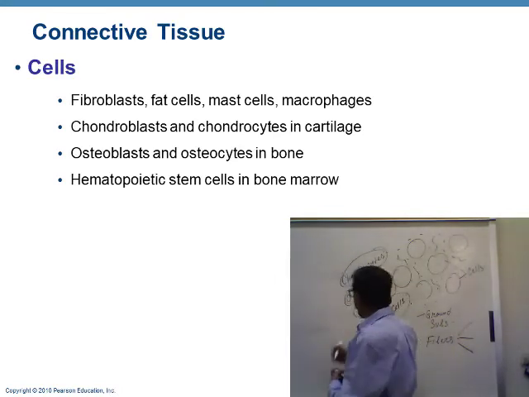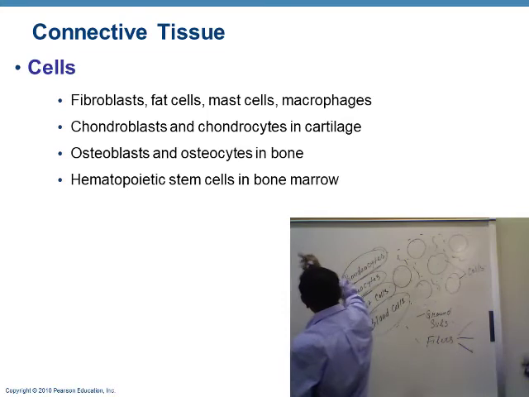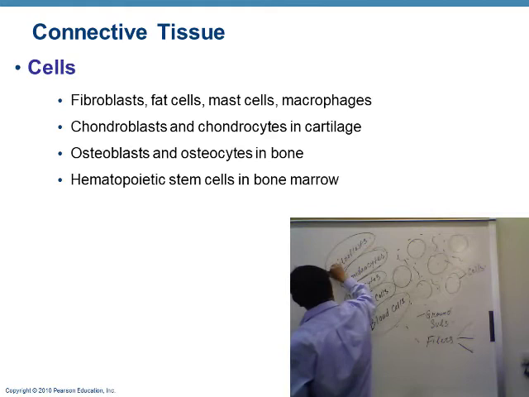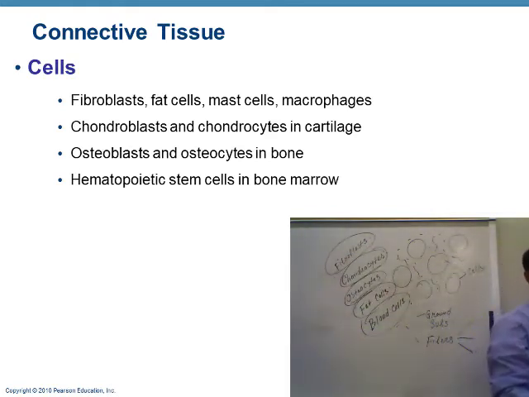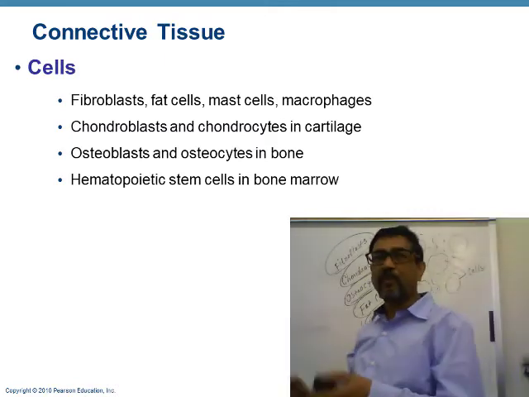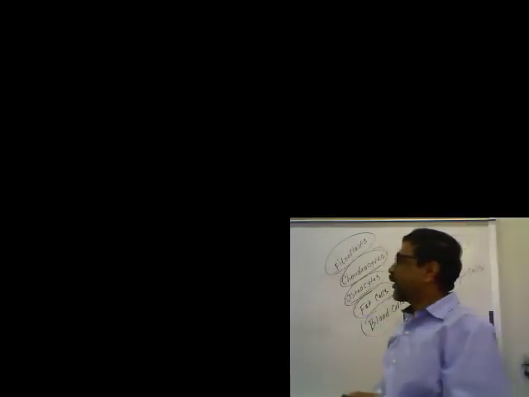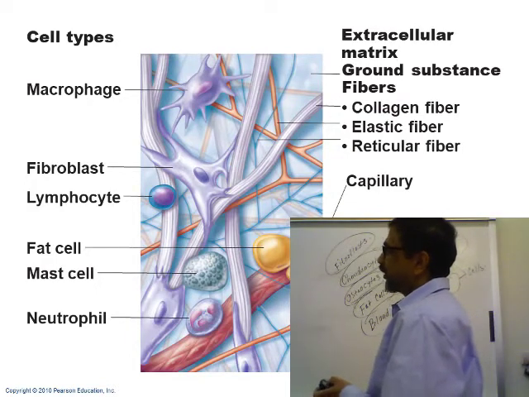Now, one thing you must know: the most common type of connective tissue cells are called fibroblasts. Fibroblasts you will often see in most of the connective tissues, and fibroblasts produce fibers. That's why fibroblast. Here you see exactly what I showed you here, different types of cells. You see different types of fibers and ground substance.